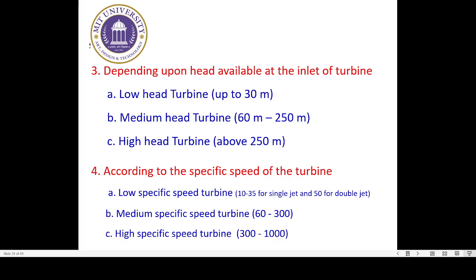According to the specific speed of the turbine, we can have low specific speed, medium specific speed and high specific speed turbines. If the specific speed is in the range of 10 to 35 for the single jet and 50 for the double jet, those are low specific speed. If the speed ranges between 60 to 300, it is a medium specific speed turbine, and for a high specific speed turbine, the speed ranges between 300 to 1000.